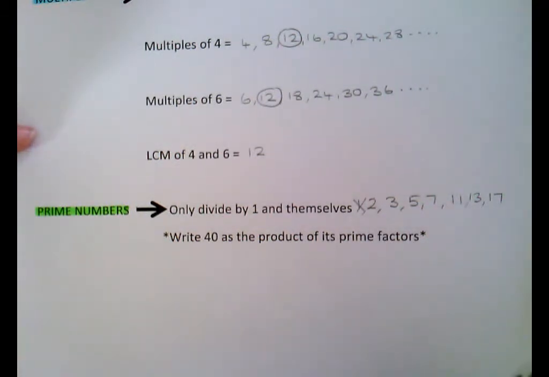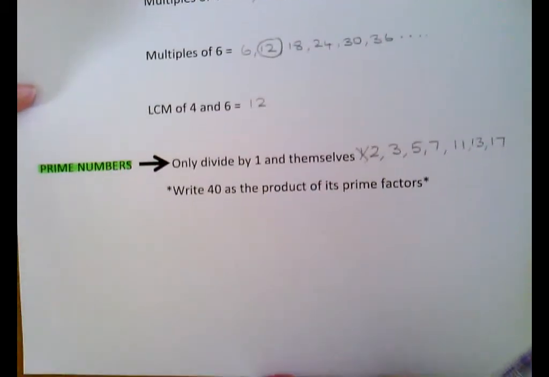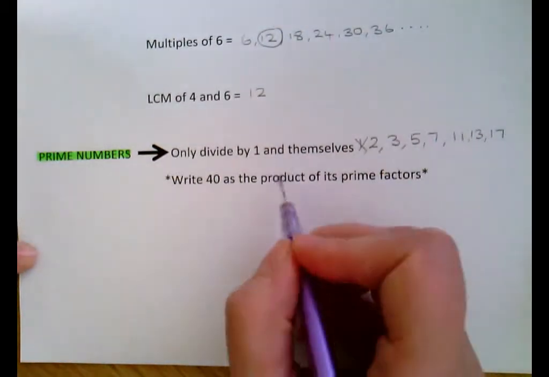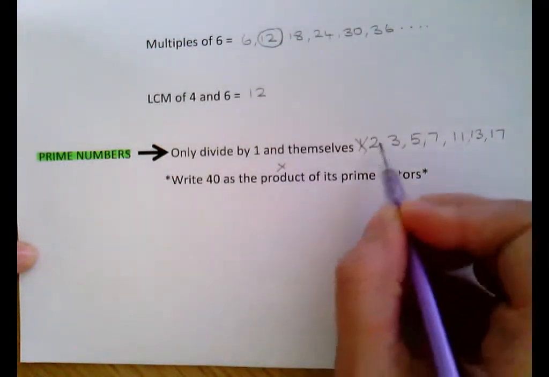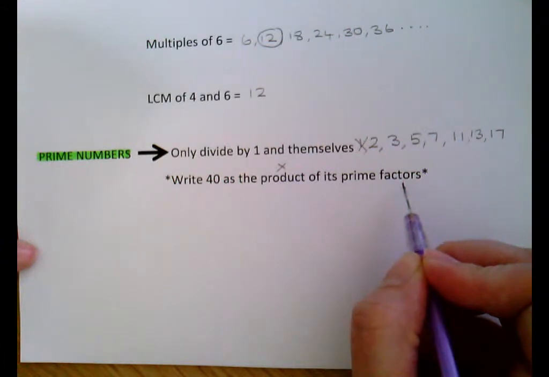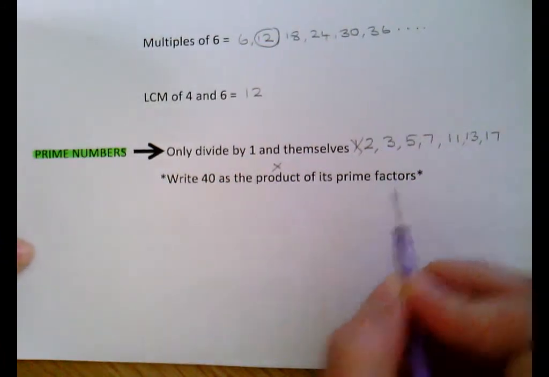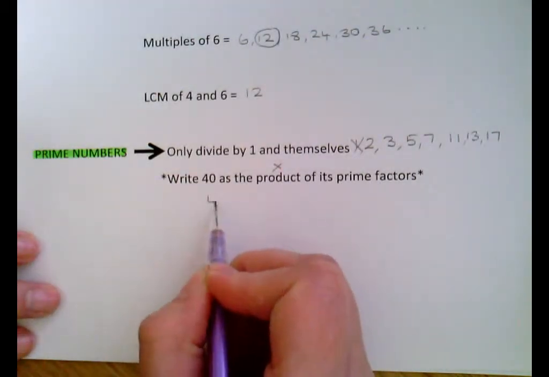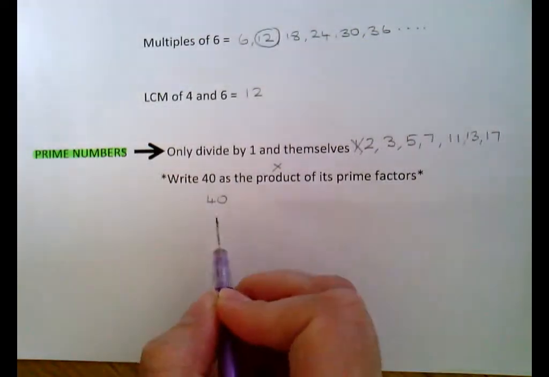Something that you're asked to do with your prime numbers sometimes is write a number as the product of its prime factors. So product means multiply, prime are those numbers that I was just listing there, and then factors are everything that it divides by. So you would start off with a number, this example is just the number 40. There are two different ways that you can do this.